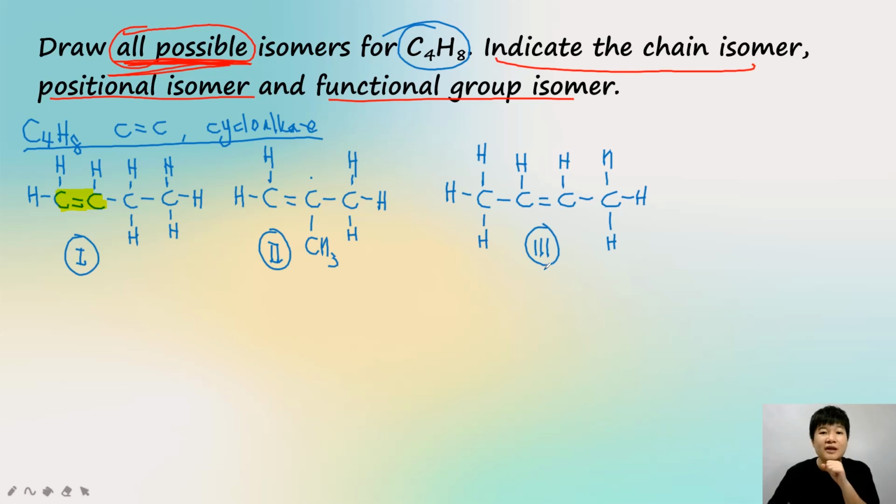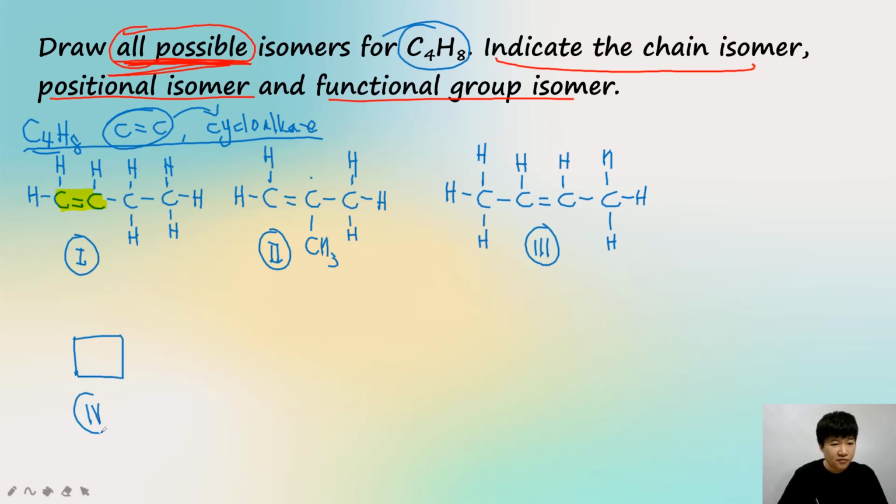Okay. Since we are done with chain isomer and positional isomer, next we move to functional group isomer. For a carbon-carbon double bond, the functional group isomer is cycloalkane. Cycloalkane, 4-carbon. Okay, structure number 4. See that? 4-carbon. Next, other than the 4-carbon ring, we can have a 3-carbon ring, and the 3-carbon ring will have one more carbon as a branch. And it's still C4H8. That is my structure number 5.